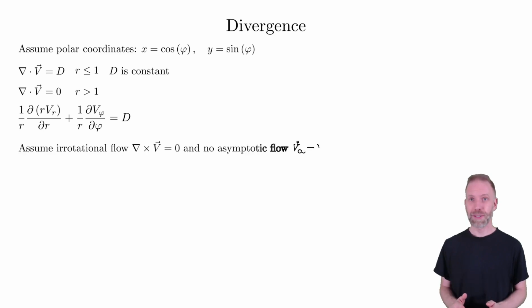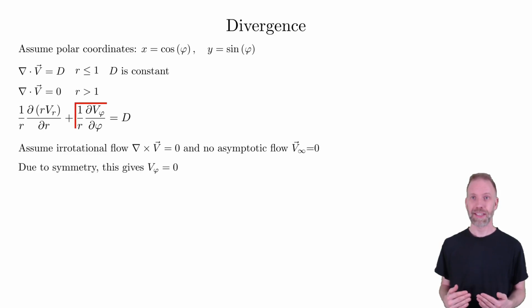To get a unique solution, we need to add the additional condition that the flow is irrotational and that the flow velocity far away is 0. Due to our axisymmetry, this will give that v phi is 0, as we assume that there is no rotation.